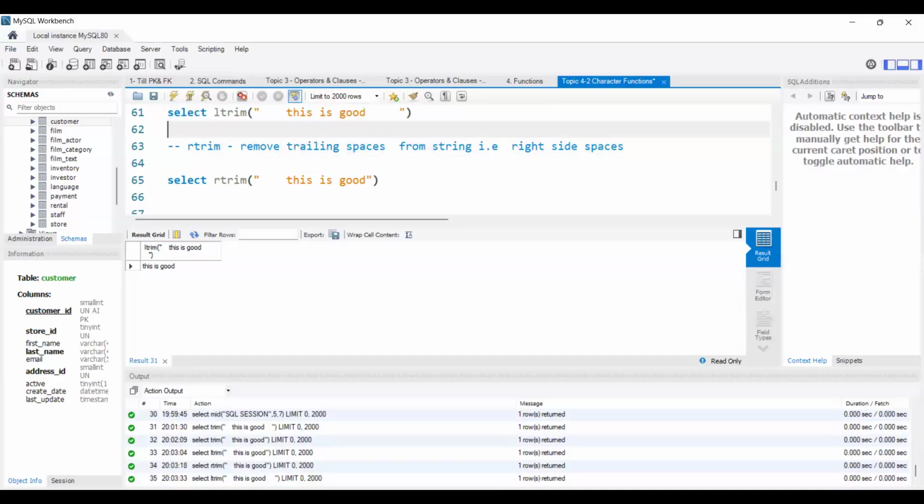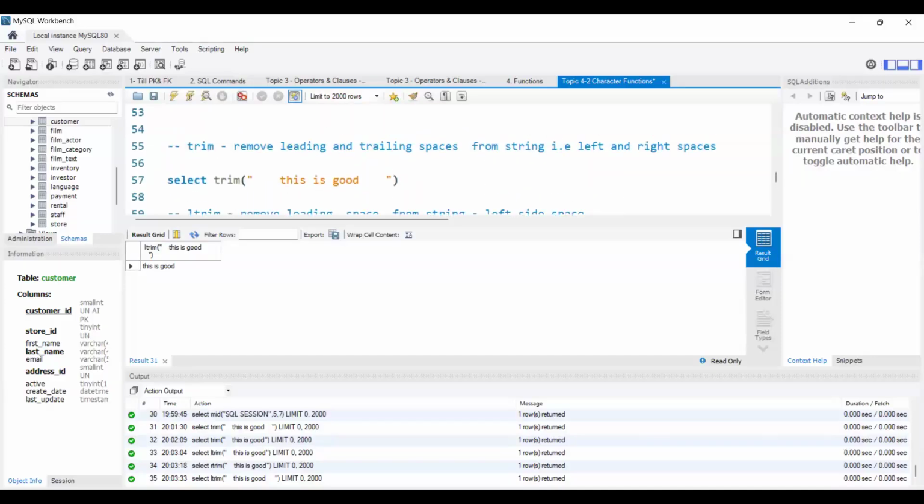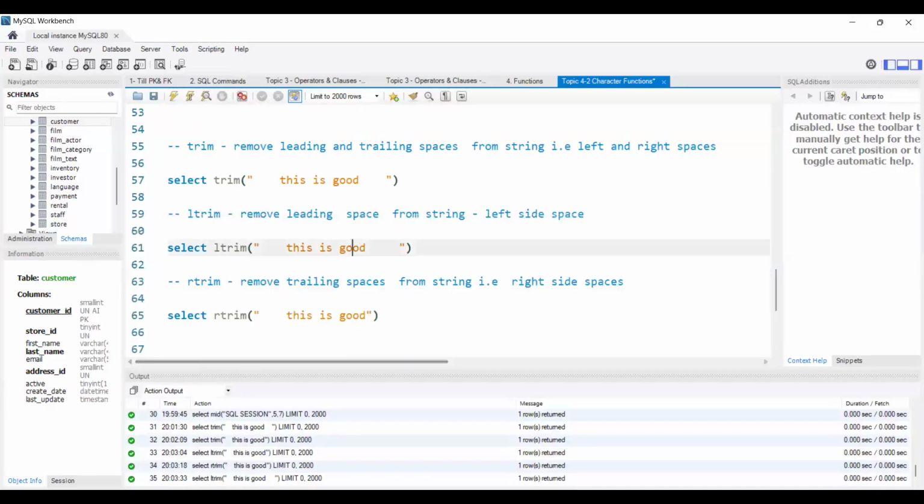Once you practice this, you can understand the main concept here. It will remove the spaces. Whenever we are using trim, it will remove both the left and right side spaces. L trim will remove only left side spaces. R trim will remove only right side spaces. Am I clear? Yes, ma'am. Clear. Great. So this is about the character functions.